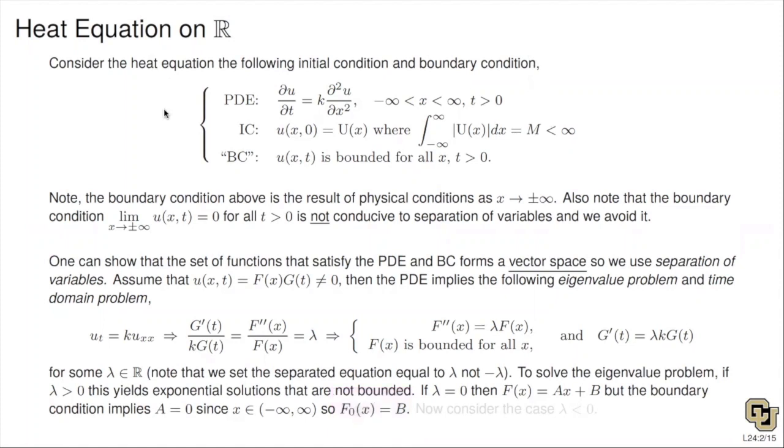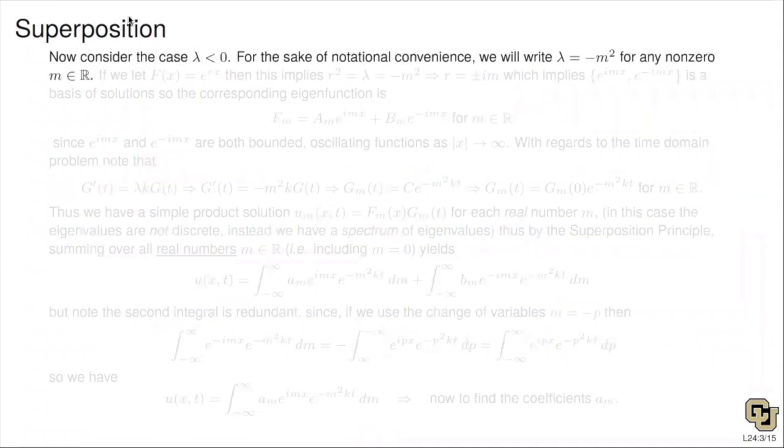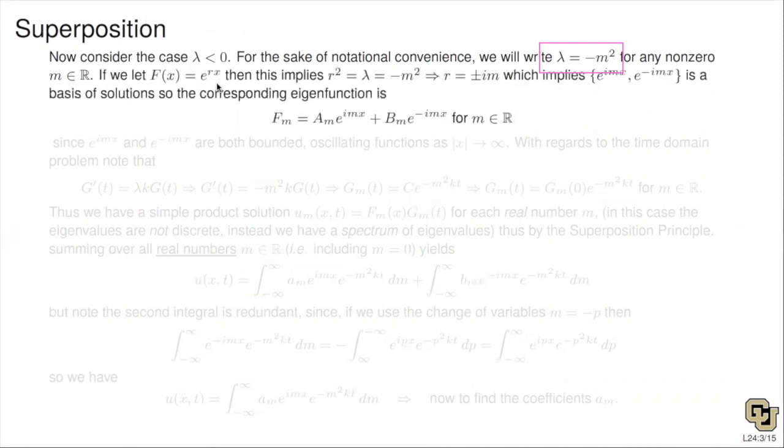And now I want to consider the lambda less than 0 case. Here, let me write lambda as negative m squared so that we can clearly see that it's negative for any real number m. So as always, you let f equal e to the rx. We get our characteristic equation, r squared equals lambda, replace the lambda with minus m squared, and then take a square root, we get r is plus or minus im. So you should notice, okay, this is complex. So we have this basis for our solutions here.